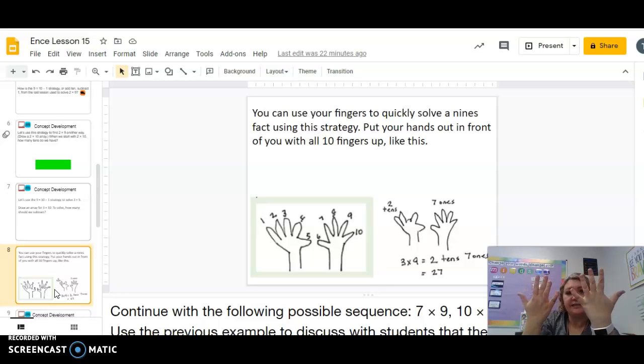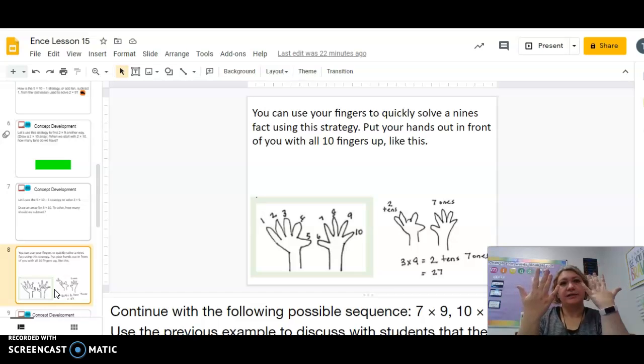Okay, so 9 times 5. 1, 2, 3, 4, 5. Before my pinky, I have 4 digits. So that's my first number, 4. And then after my pinky, I have 5 fingers. That's my second digit, 5. 45. Does that make sense? It works all the way up to 9 times 9.